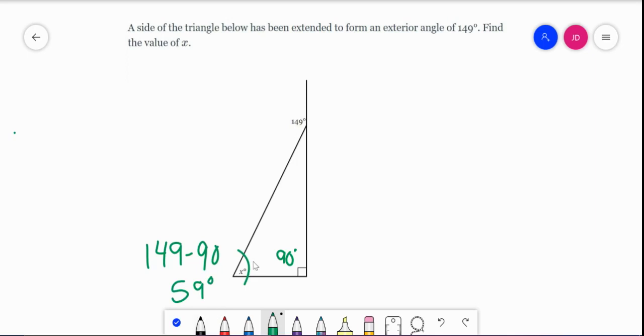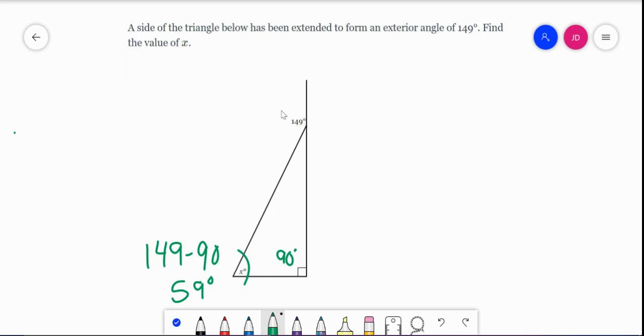Yep, because these two non-adjacent angles to the exterior angle, 59 plus 90, add up to 149 degrees. So it's good to use these shortcuts when you're doing the exterior angles. And even the first problem that we did, we would do the 180 minus the two interior angles to find the third interior angle.